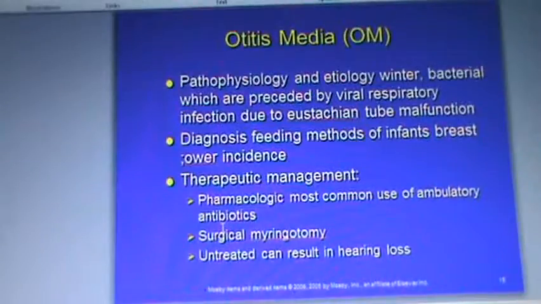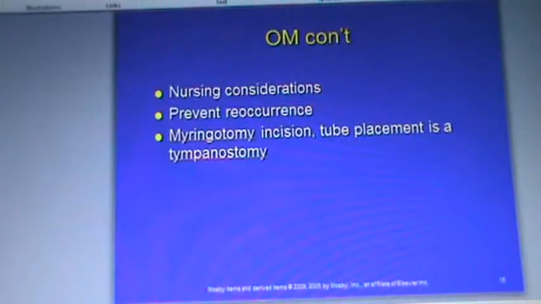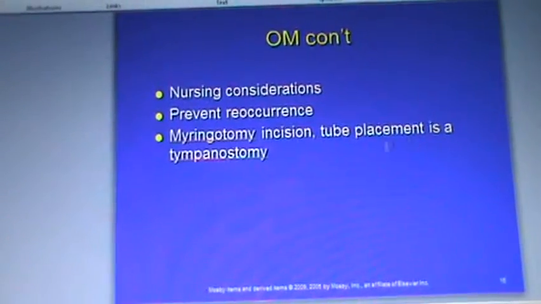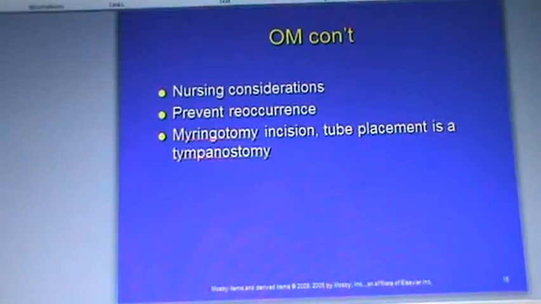Ambulatory antibiotics is for this otitis media. Surgical, myringotomy. Untreated can result in hearing loss. Nursing considerations: prevent recurrence. Myringotomy is the incision and the tube placement is a tympanostomy.